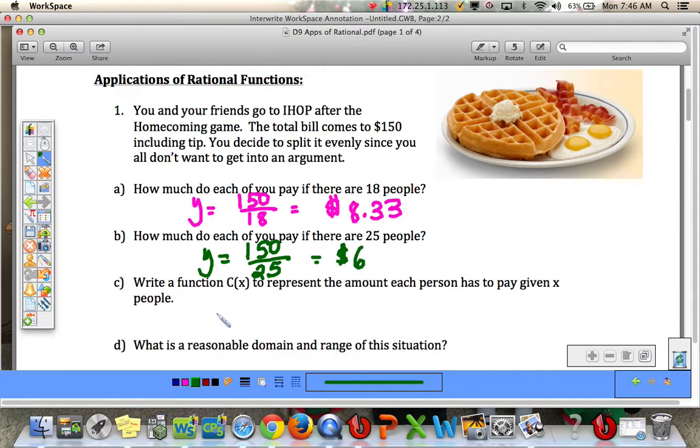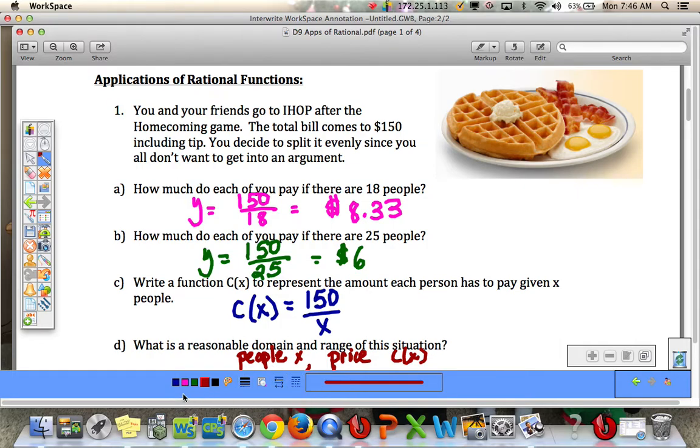C, write a function c of x to represent the amount each person has to pay given x people. So c of x equals 150 divided by x, or how many people there are. What's a reasonable domain and range for this situation? So remember, domain is the number of people, and range would be the price that you pay. So c of x, and people would be x.